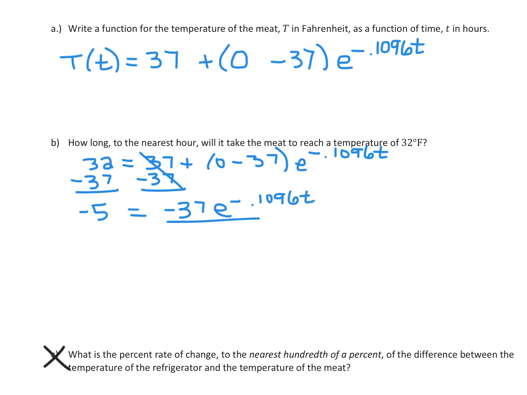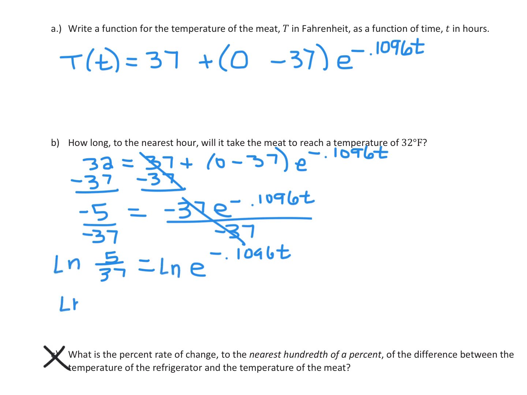All right, so now let's divide by the number that's in front of the e. And since we know a negative divided by a negative is a positive, and then 5 over 37 doesn't simplify, let's just rewrite it as positive 5 over 37. That's going to be equal to e to the negative 0.1096 t power. All right, now that we have this e by itself, we know we have to put ln in front of both sides of the equation.